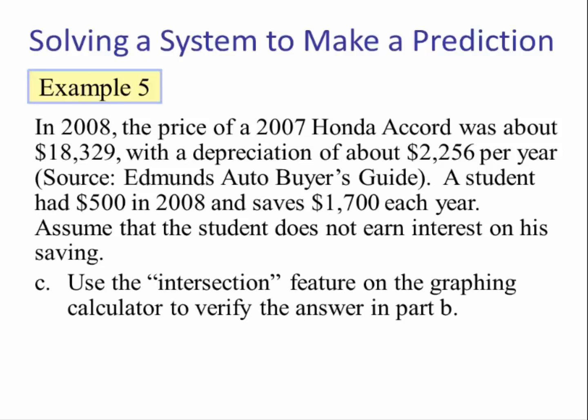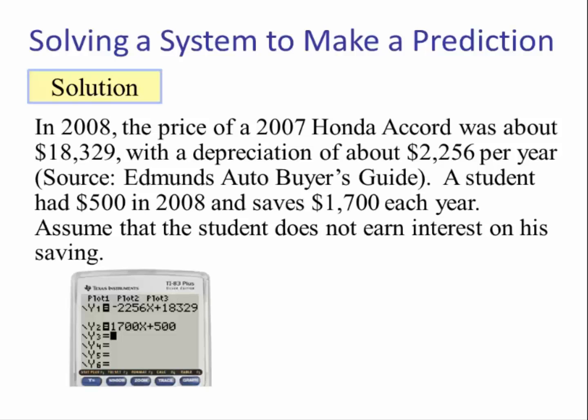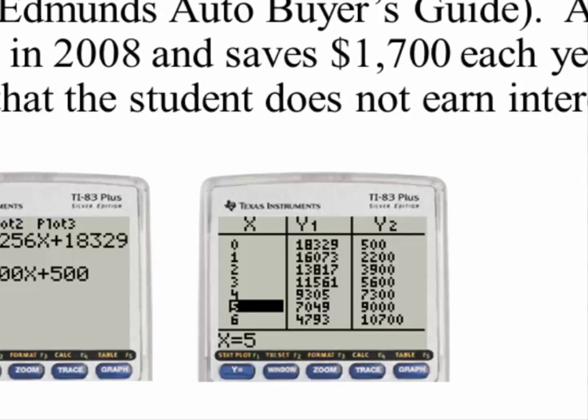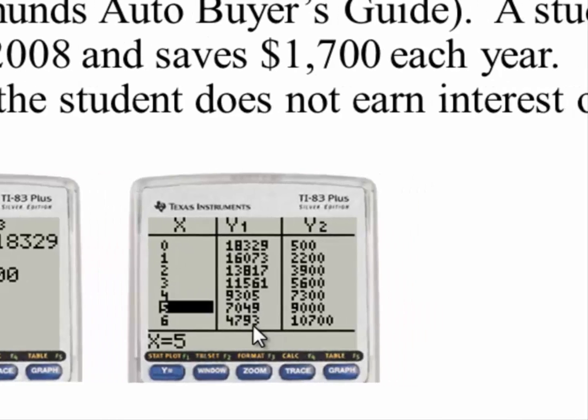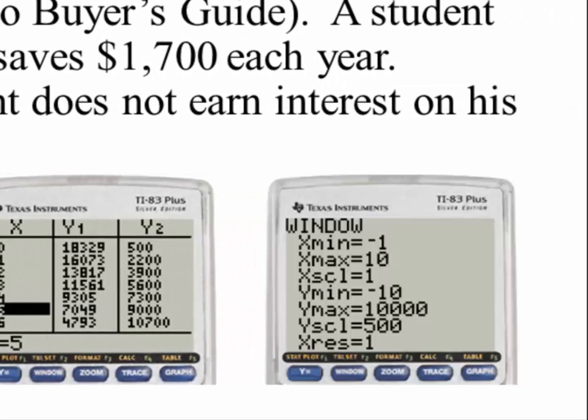Part C, use the intersection feature on the graphing calculator to verify the answer in Part B. So we put our equations in y1, y2. If we need to look at the table to get an idea of the window settings, we can. These are the window settings I'm going to use.